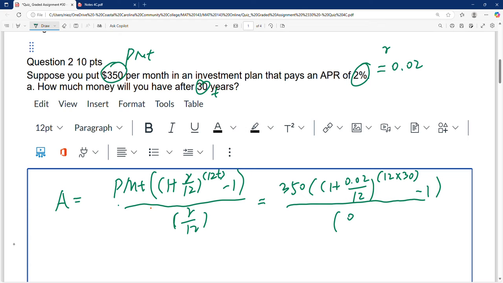Right, so here the 0.02 over 12. You see this part? Those two parts are 0.02 over 12. Here also 0.02 over 12. Those two are the same. You can see it from the formula, R over 12, R over 12.